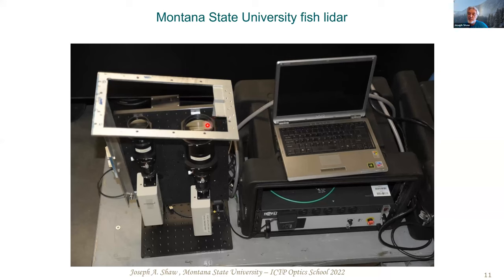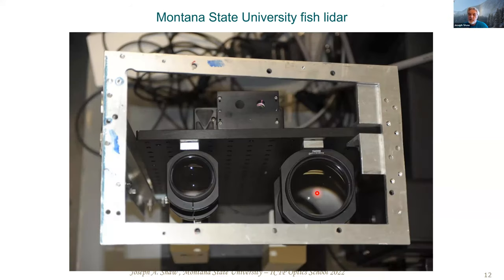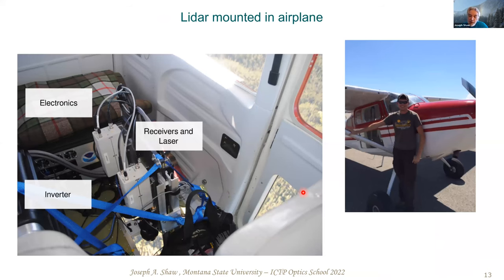the cross-polarization. And we designed this to be very small so that it could fit in a very small single engine airplane. And so it's driven by a laptop computer. The electronics bolt down in the back. Here's a picture showing the transmit laser, the co-polarized receiver, and the cross-polarized receiver. And here's a picture showing it in the airplane.